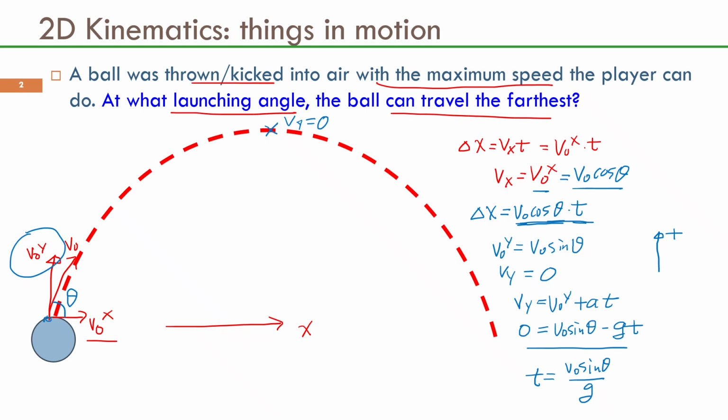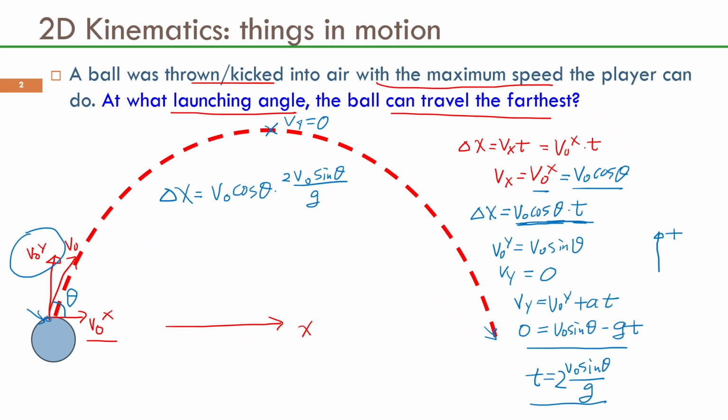Because we need the time from the launch point all the way to the landing point, the time should be 2 times this time going up, because the time going up and the time going down are the same. So my time basically is 2 times v0 sine theta divided by g. Now if I substitute this time into my equation here, what do I get?